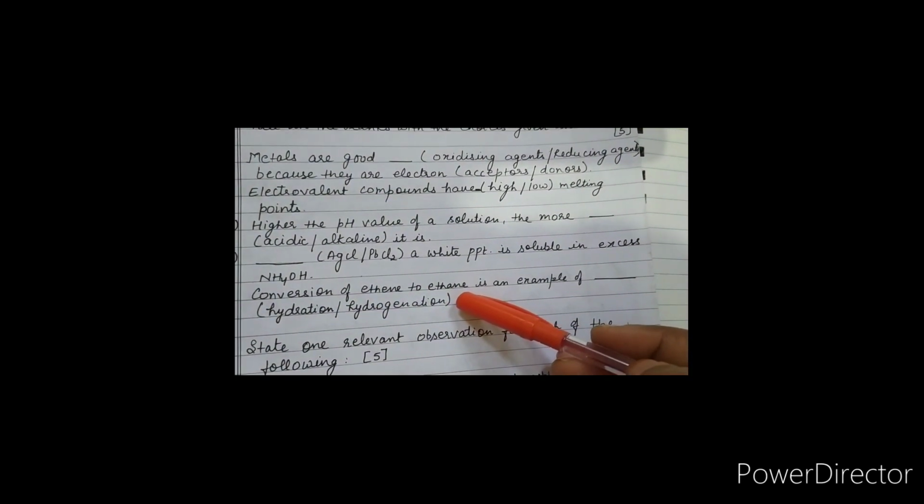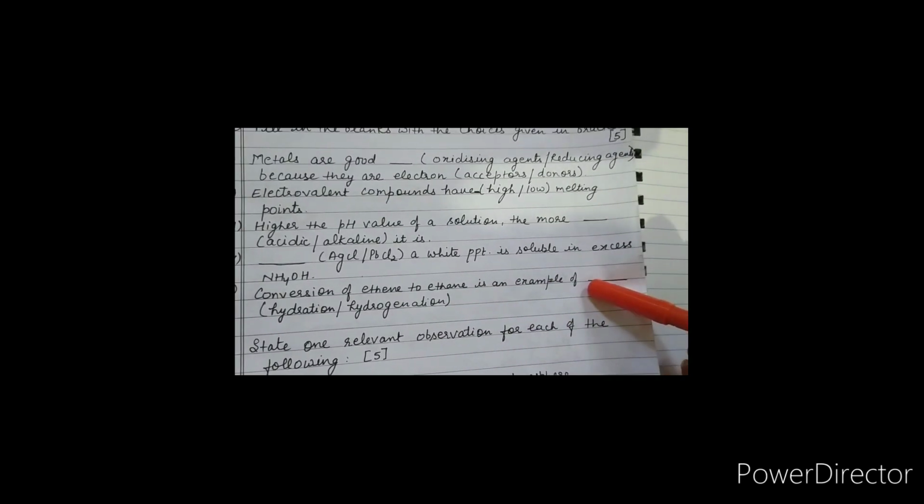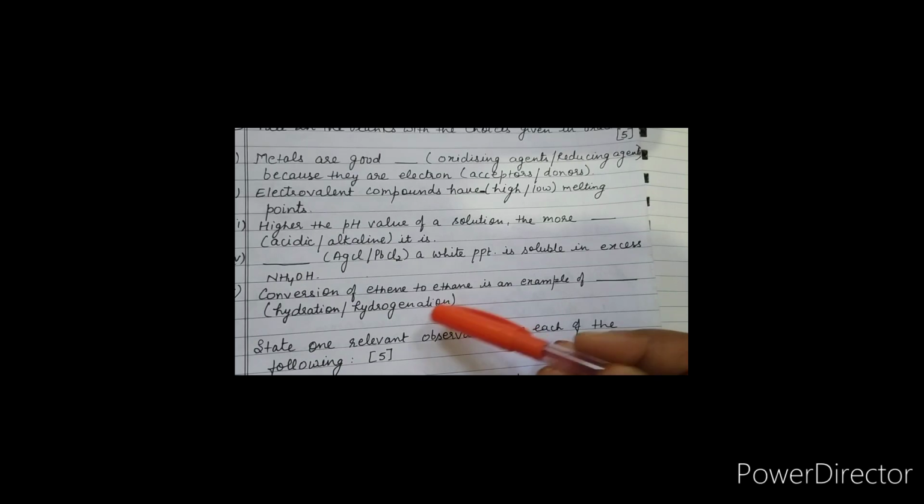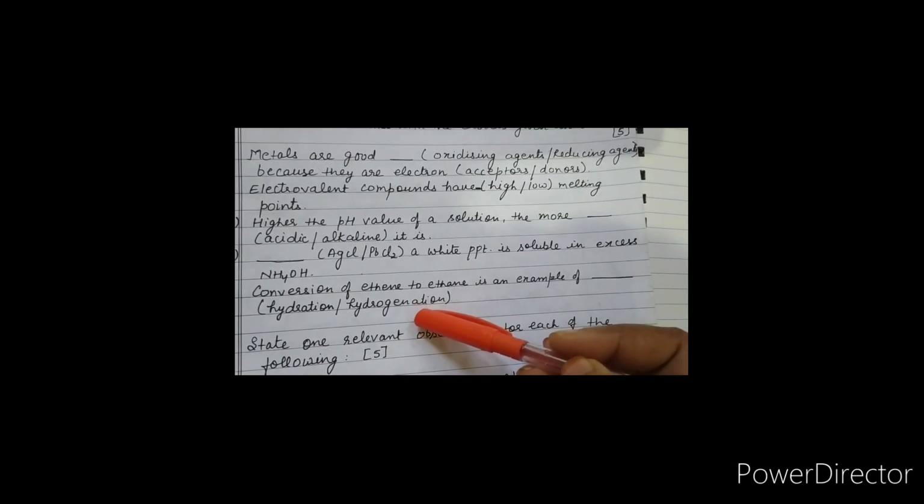Conversion of ethene, an unsaturated compound, to ethane, a saturated compound, is an example of what? How do we convert it? We convert it by the addition of hydrogen. So that process is called hydrogenation. So here the answer will be hydrogenation.